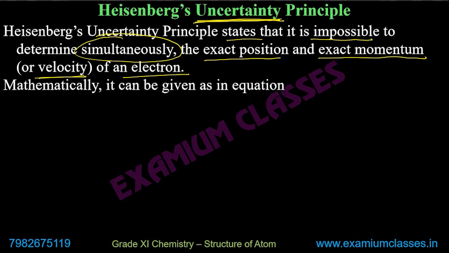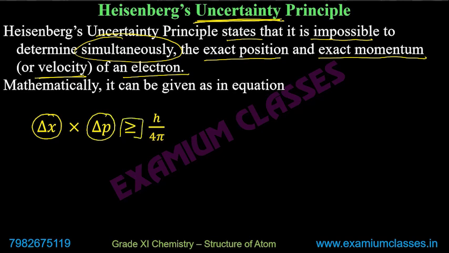Mathematically, he gave an equation based on his experience and experiments. He said that the uncertainty in position multiplied by the uncertainty in momentum will always be greater than or equal to h by 4 pi. You need to write and memorize this equation. This will be used to explain a few conceptual questions and also in numerical questions.